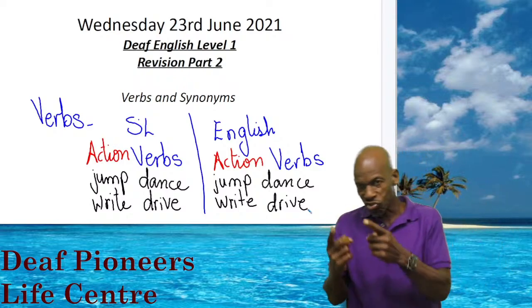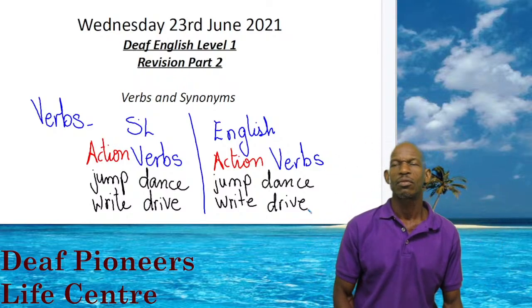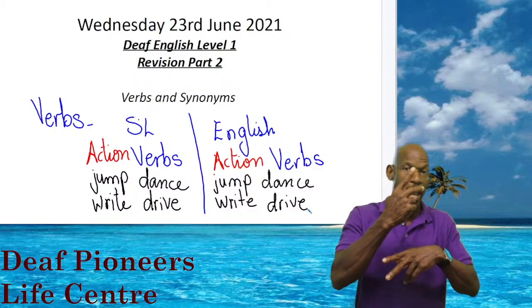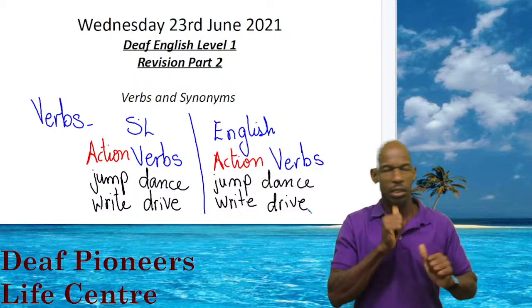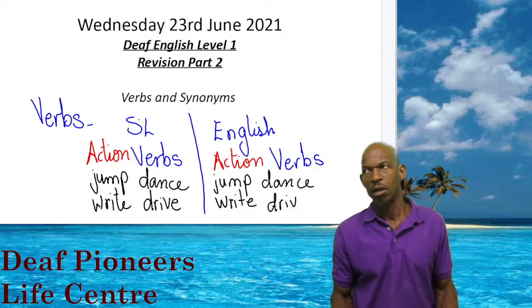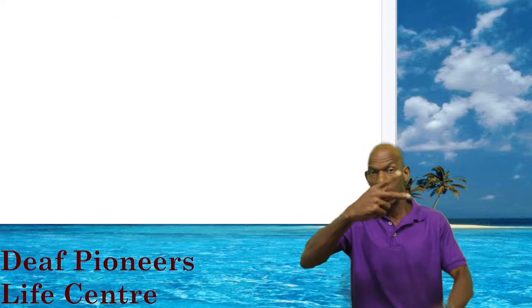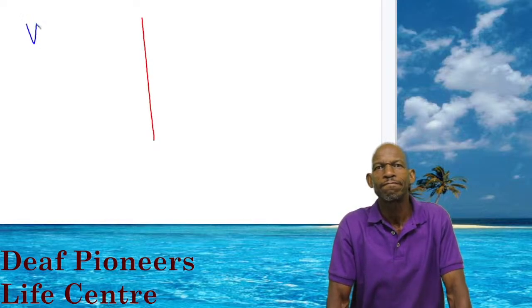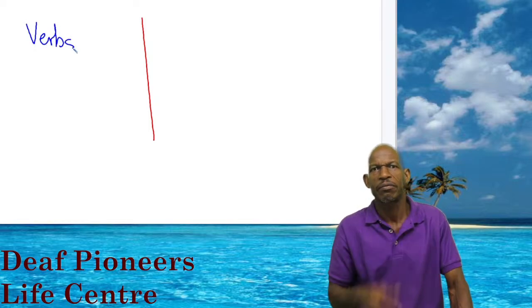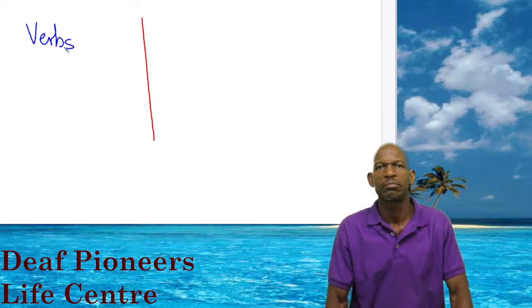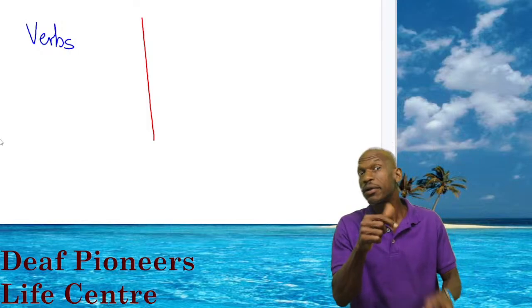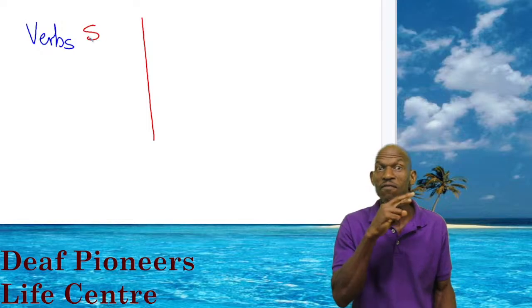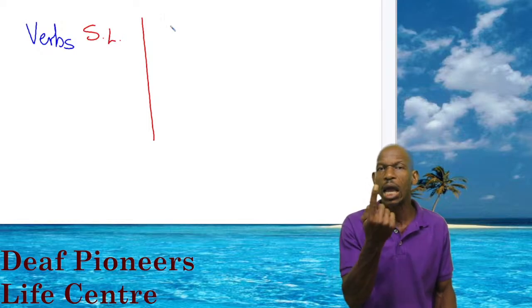So this is one type of verb, actions. It shows actions. The next type of verb that we want to look at, and I'm going to put the word verbs again, is called a telling verb. So if I put sign language, which is SL for sign language, and English.